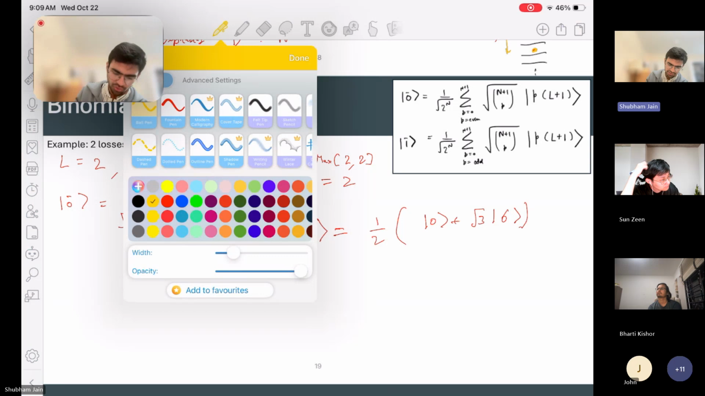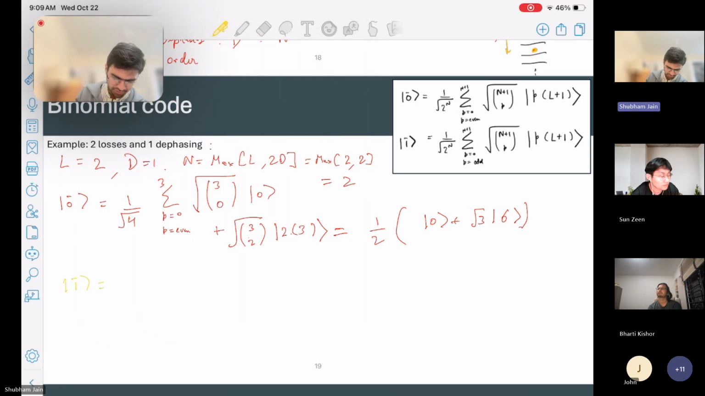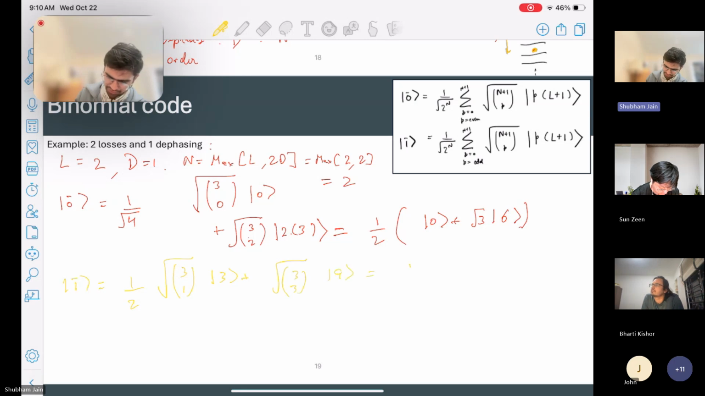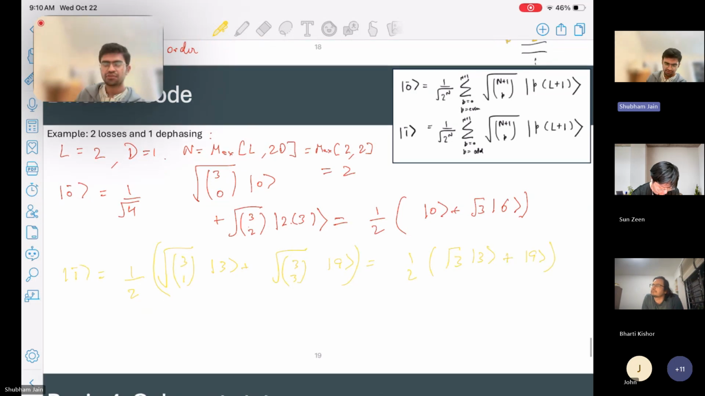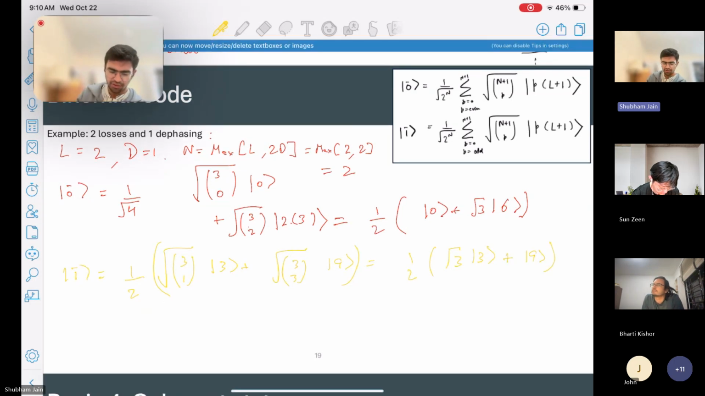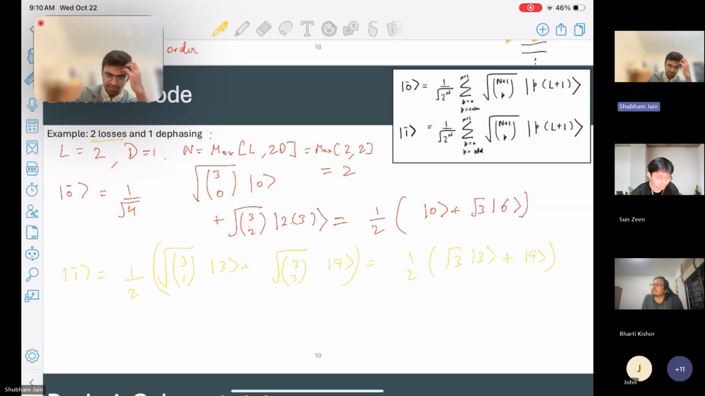And then the 1 logical state is just going to be this thing. I don't need to write this down actually. It's going to be 3 choose 1 with the 3 state plus 3 choose 3 with the 9 state, so square root of 3 times the 3 state plus the 9 state. So this, I claim, is a binomial code, a quantum error correcting code, which can correct up to 2 losses and 1 dephasing.